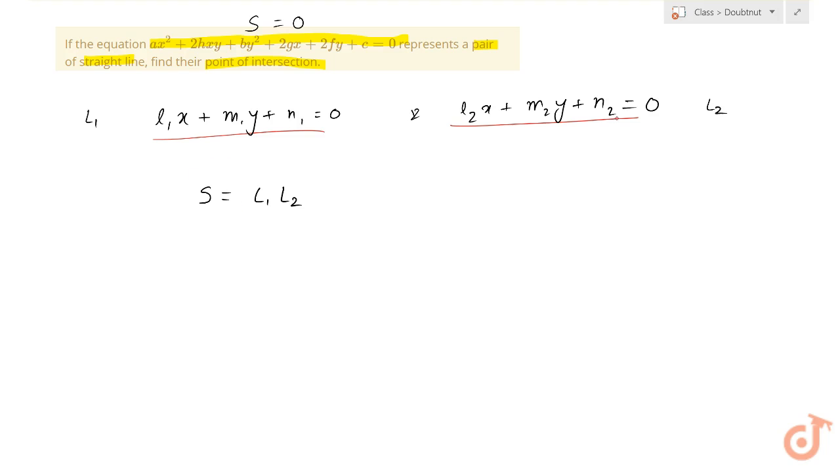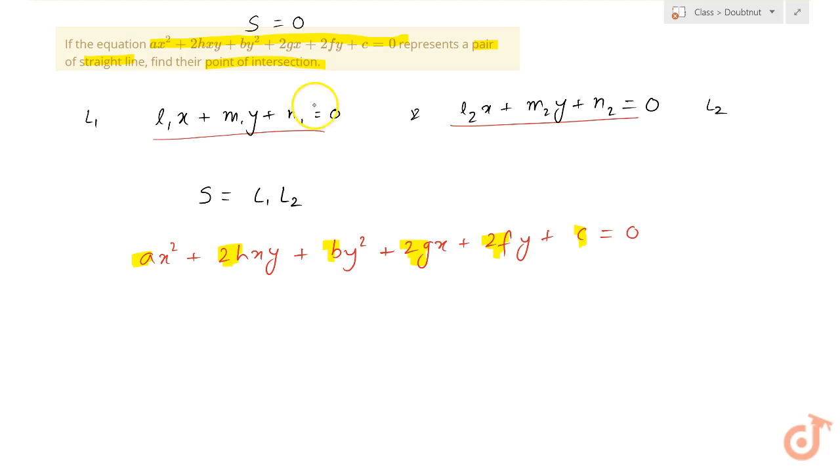Right, now slowly, if we compare them one by one, the value of S was ax square plus 2hxy plus by square plus 2gx plus 2fy plus c equal to 0. Right, so a is the coefficient of x square, 2h is the coefficient of xy, b is the coefficient of y square, 2g of x, 2f of y, and c is the constant term.